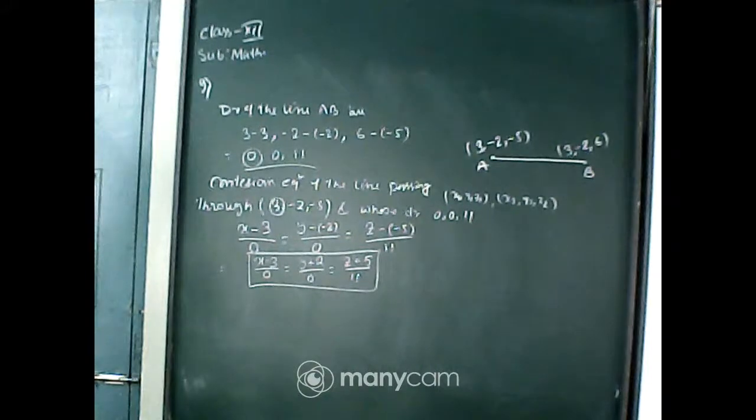Tell me, have you understood or not? Up to this it is clear? Up to this, the Cartesian equation of the line?